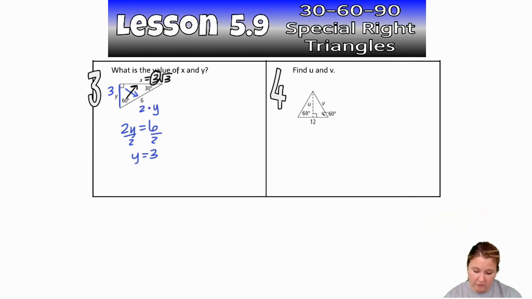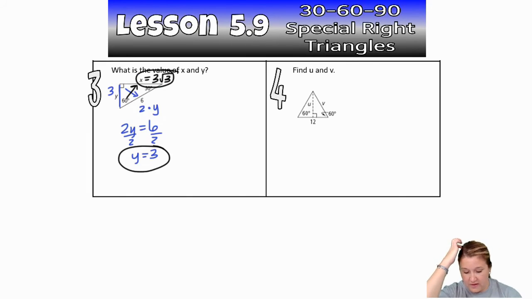Where did I get this 3 from? I got it from right here. And the square root of 3 is just that consistent relationship that we talked about. So there's x and there's y. Again, not too bad. Now, what you'll notice here is we're going to try to find U and V.